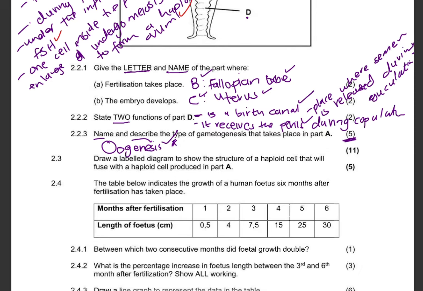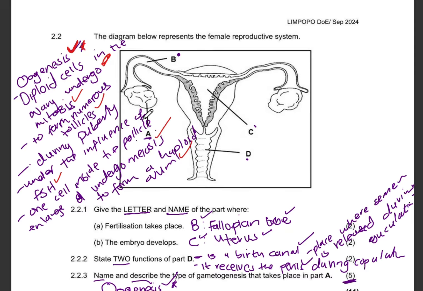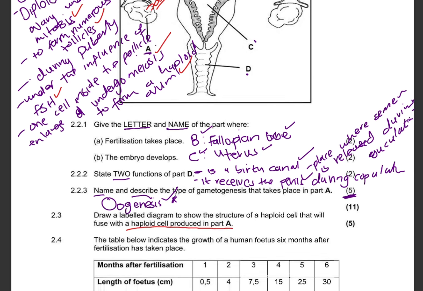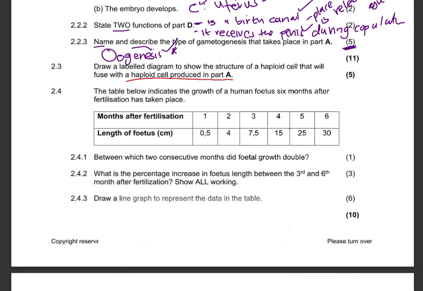We need to draw a labeled diagram to show the structure of a haploid cell that will fuse with the haploid cell produced in part A. Okay, let's see. Part A is the ovary and it will produce the ovum, right? So they are asking us to draw the labeled diagram of the sperm cell, because the sperm cell is the one that is going to fuse with the ovum. Do I even have space, guys?